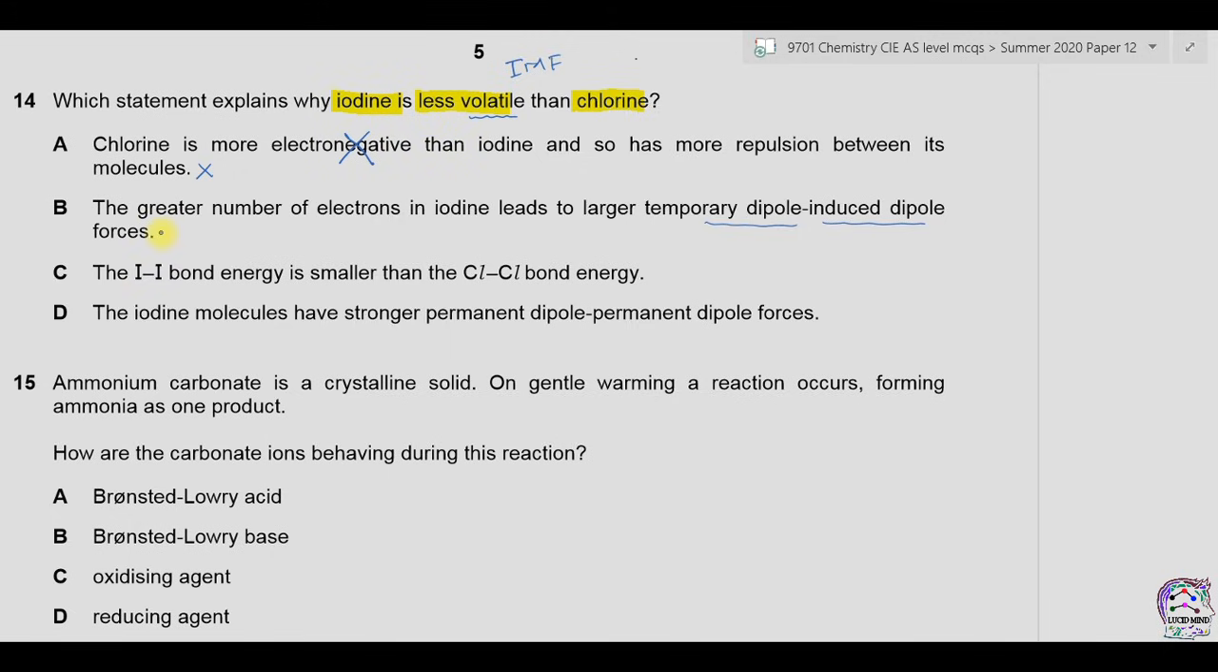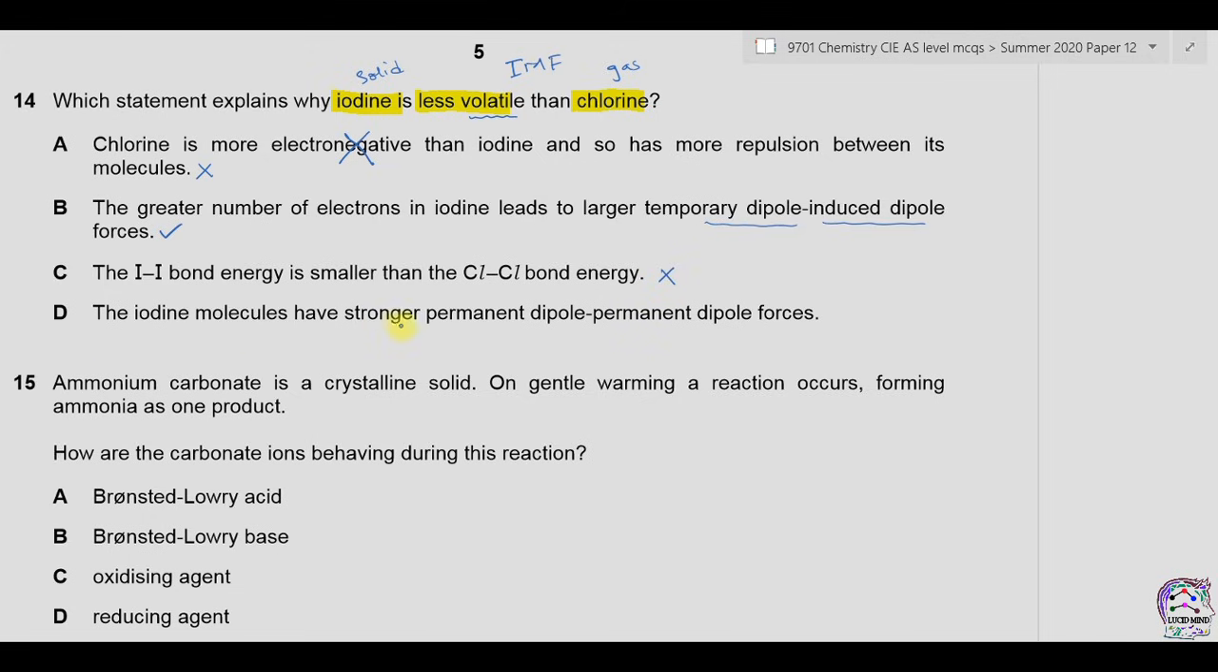So therefore iodine is less volatile, and also you can observe that iodine is in solid form while chlorine is in gaseous form. So this is all because of the intermolecular forces. C says the I-I bond energy is smaller than the Cl-Cl bond energy. When measuring volatility, we do not break the bond, so therefore this option is incorrect.